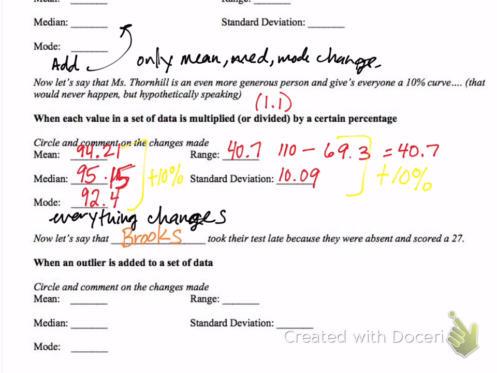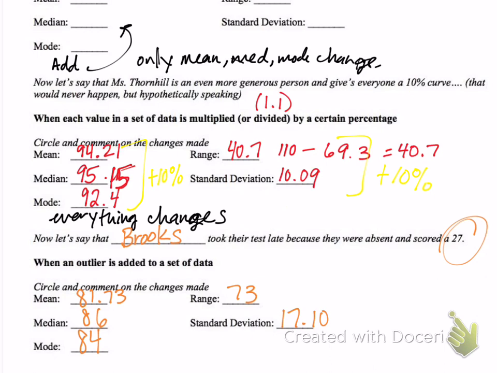Okay, so whenever I added in this 27, we call that an outlier because it's not like the others. Then what happened to my data set? What happened to my mean? It dropped. It went to 81.73. What happened to my median? 86. My mode stayed the same. My range, what happened to my range? It went up. And my standard deviation, what happened to that? 17.1. Wow. So a lot of things changed when I added that outlier.